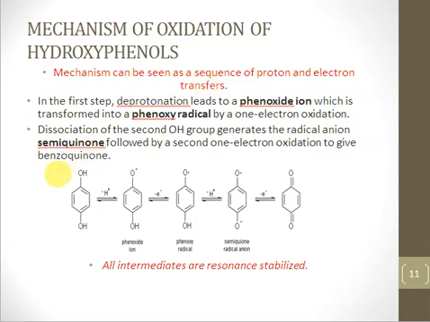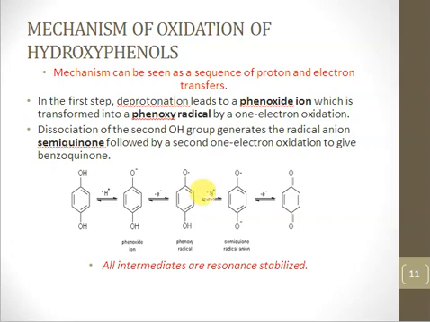Suppose we have this para-hydroxyphenol, right? The first step will be deprotonation. After deprotonation we will form a phenoxide ion, right? You may see there's a negative charge here. Then this phenoxide will lose an electron. Here you can see there is a negative charge, but when an electron is removed, this negative charge will be converted into a radical, right? So ultimately we have converted this phenoxide ion into a phenoxy radical, right?